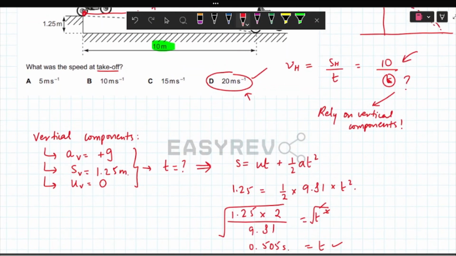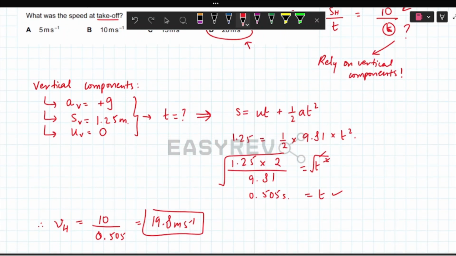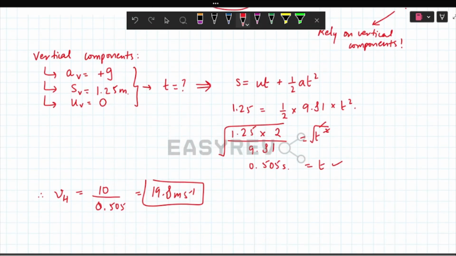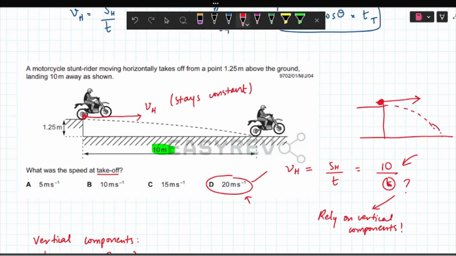So here see how we were able to treat individual components of horizontal and vertical motion in a way that we can use one or the other to figure out our final answer. Thank you.